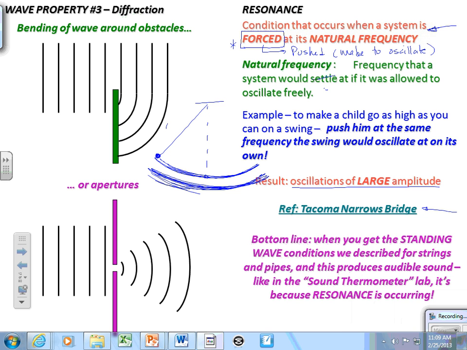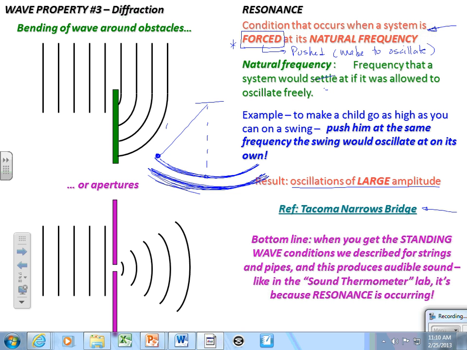Now, we haven't mentioned this idea of standing waves yet for strings and pipes, but it's our next 3 or 4 slides. We're going to talk about creating things called standing waves, right? And standing waves happen because of these resonance conditions. We create a condition where we force a system at just the right frequency. And what we get are big amplitude oscillations. We can create what are called standing waves.